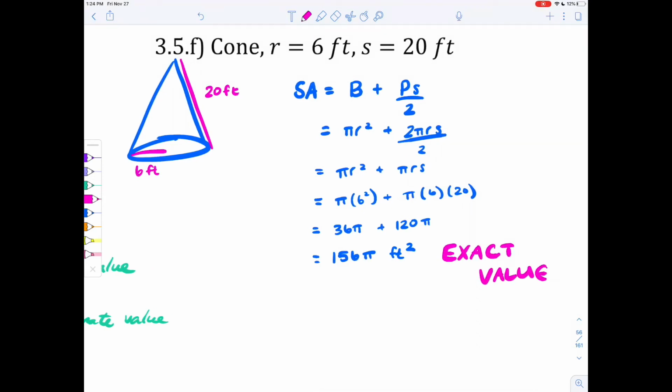If I wanted my approximate value, that little squiggle equal sign means it approximates it. And I'm going to go 156 times that pi button in my calculator and rounding to the nearest one decimal place, we end up with 490.1 square feet.